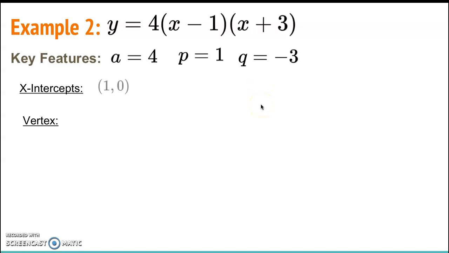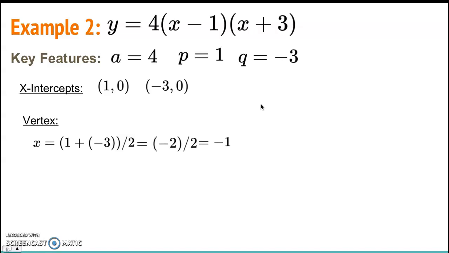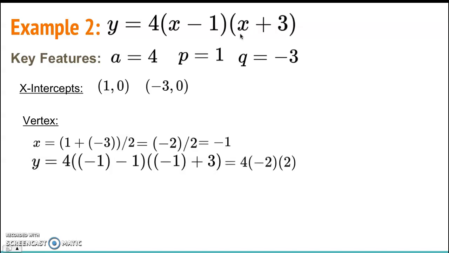So our x-intercepts are going to be (1, 0) and (-3, 0). Utilizing those, we're going to find the vertex by adding 1 and -3 together and dividing by 2. So the x-coordinate of our vertex is -1. We're going to take that -1 and plug it back in for both of our x's in the original equation, starting by simplifying the parentheses first. So we have 4 times -2 times 2, or -16. So the ordered pair of our vertex is (-1, -16).